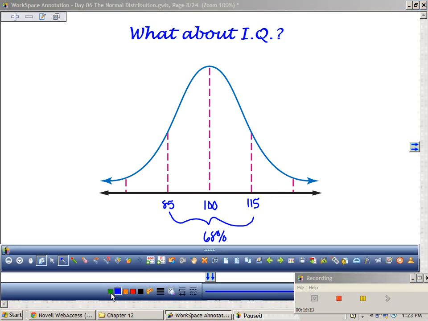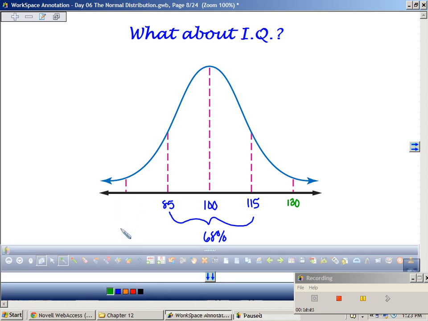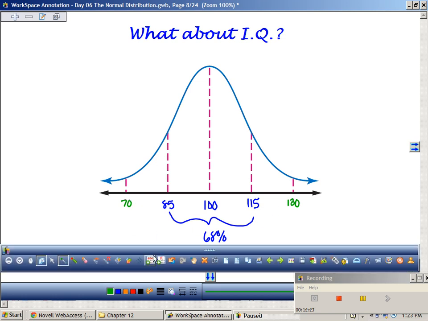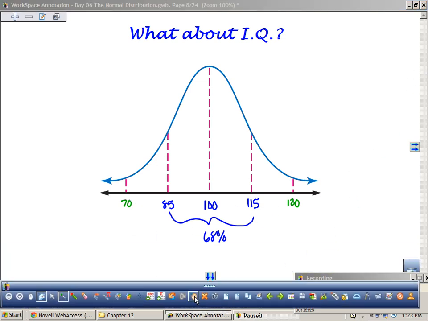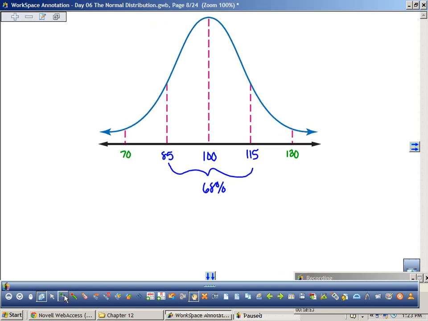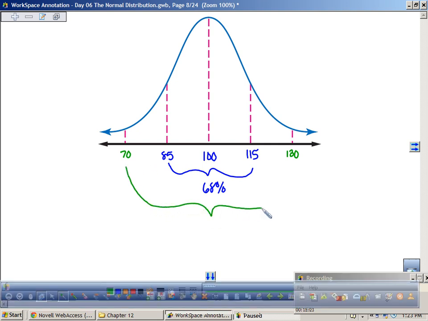If I were to go up one more standard deviation, what would this be? 130. Evan, you are not learning when you're just automatically asking question after question. Just let things sink in, and more importantly, other people need a chance to let things sink in. So 95% of the population is between 70 and 130.